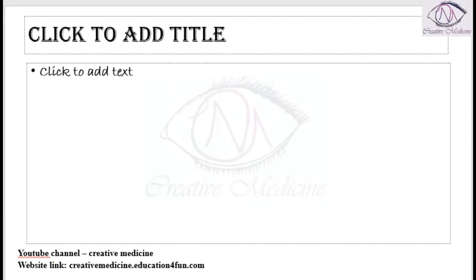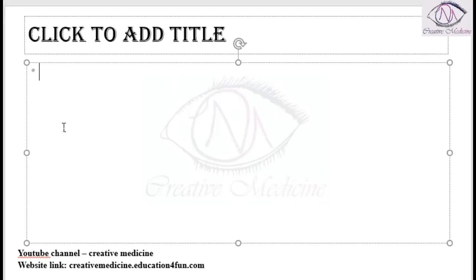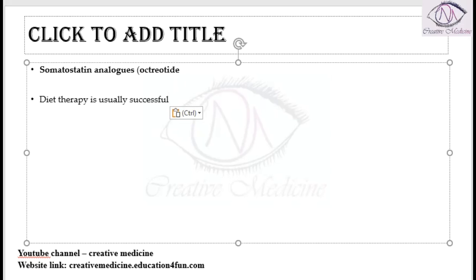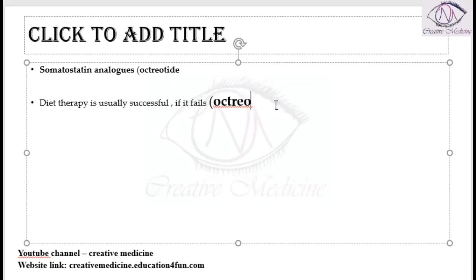Then in the medications, somatostatin analogs or octreotide are tried. Normally the dietary therapy will be successful, but if it fails, then the patient is given somatostatin analogs or octreotide. So octreotide or somatostatin analogs are only given if the dietary therapy fails.